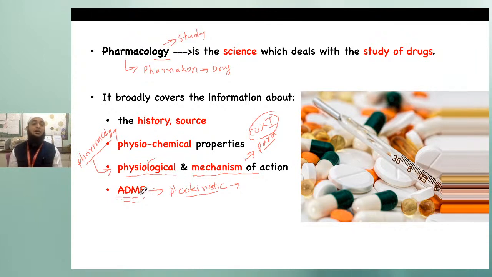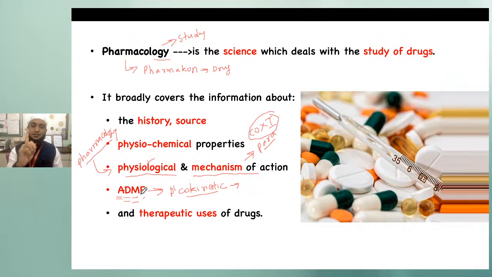So these parameters are called pharmacokinetics, which is a very important parameter that you are going to study in pharmacology as well as experimental pharmacology. The last thing is the therapeutic use of the drug. Now what do you mean by therapeutic use? We have taken the example of paracetamol.